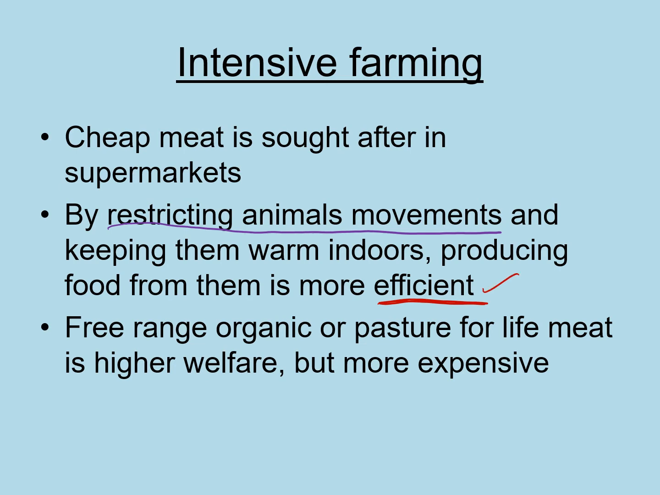However, it's not actually very nice for the animals to be stuck indoors all day in a restricted area, not doing their natural behaviours and things like that. So actually the best kind of meat to buy in terms of welfare would be free range organic, or if you're looking at beef, it's pasture for life. Now those types of meat are better for the animals. The animals are happier, they can move around, they can live their lives as they would naturally. So it's higher welfare, so the animals are happier, but it's more expensive and it's less efficient.